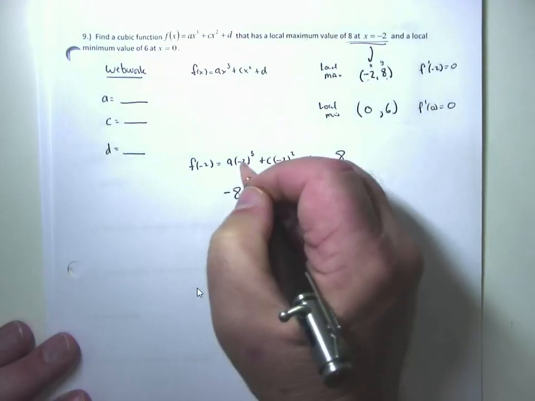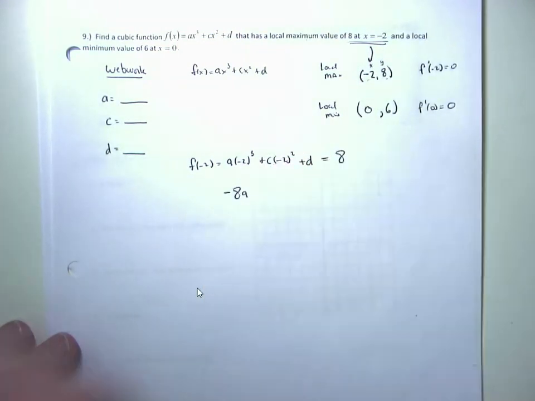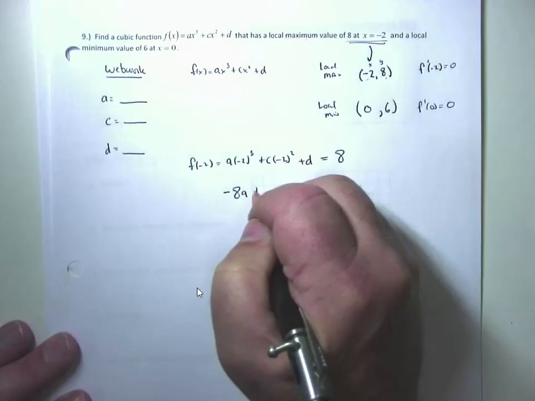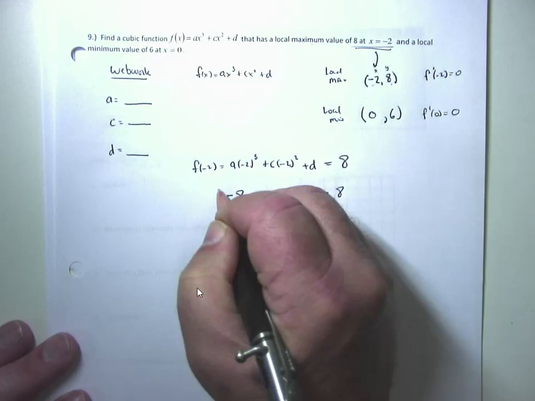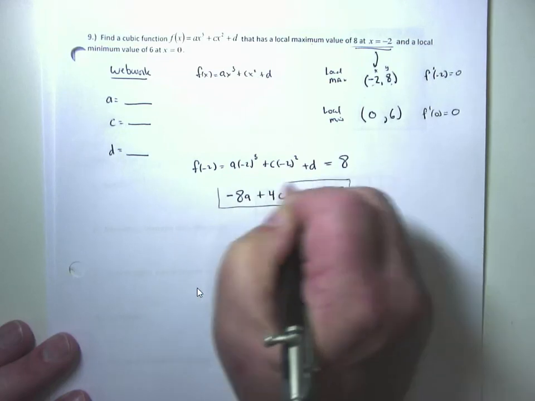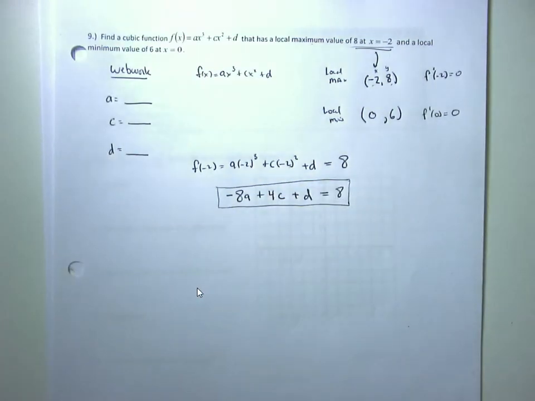-8A. What's -2 squared? 4. So 4 plus 4C plus D is equal to 8. I have an equation. You with me?